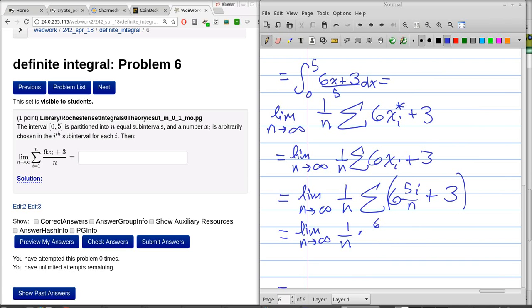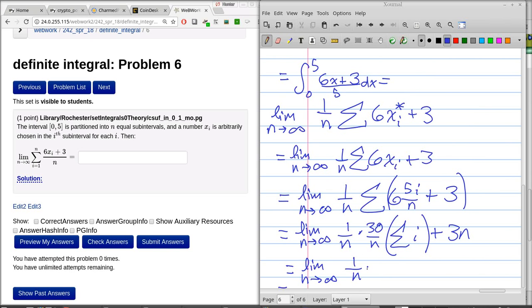6 times 5 is 30. Oh no. Okay, so you've got 30 over n. Now you've got an i. And this thing is just added to itself n times, gives you 3n. Here you use the formula. So I'm going to quit because I'm getting tired, but I will get rid of the sigma for you and let you do the rest.